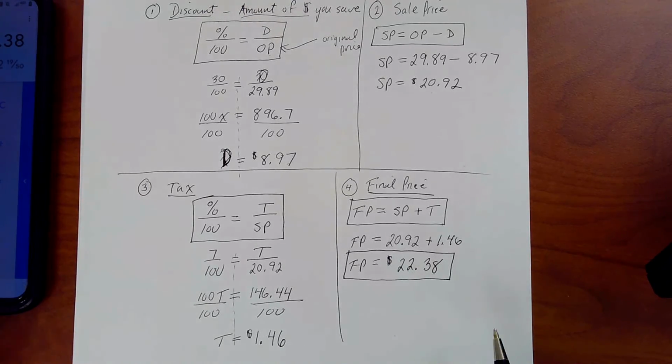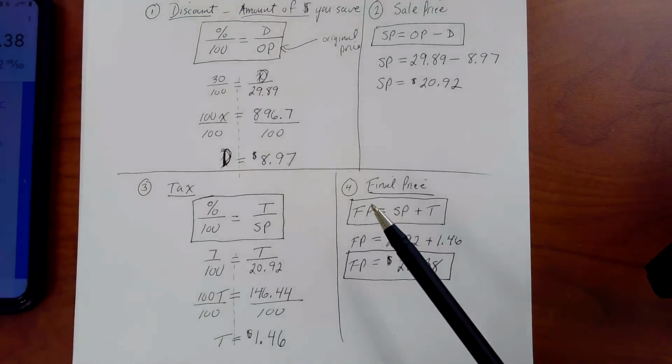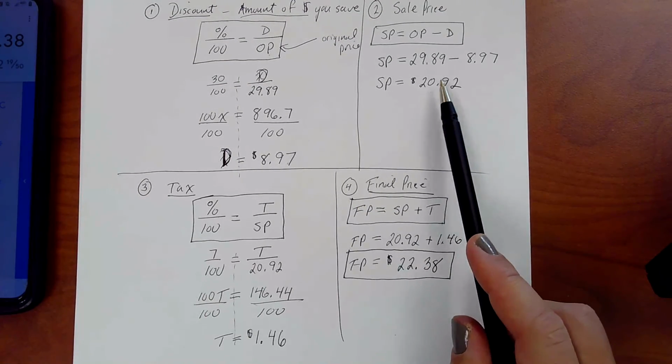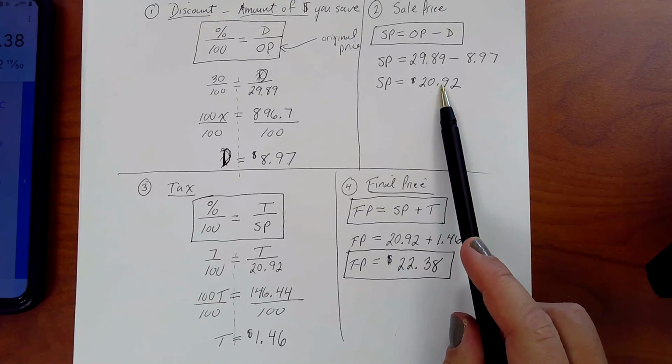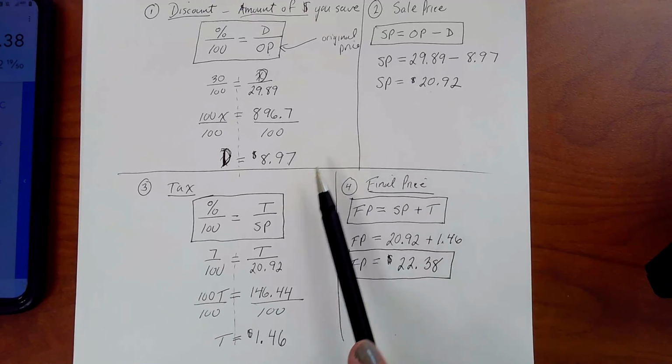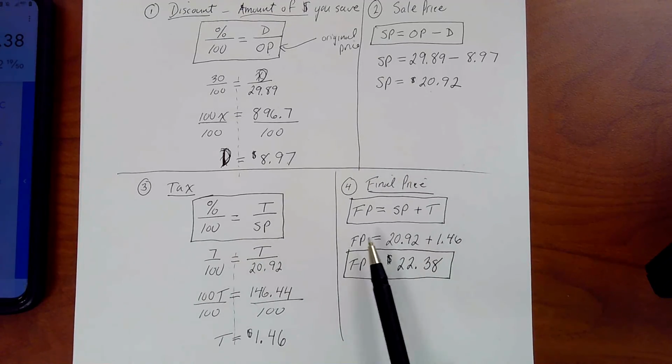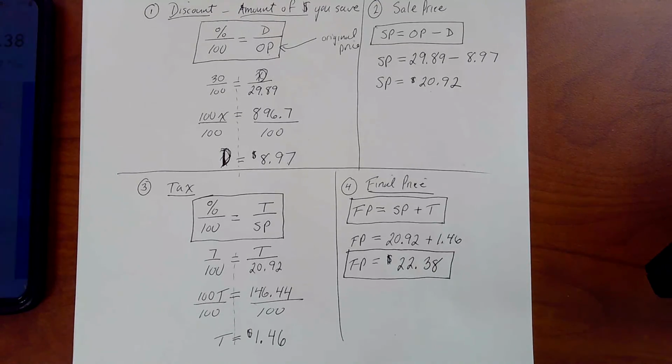Okay, so this is what your homework will look like. Some of your homework will just ask for the sale price, so you can stop there. Some of them might give you the sale price, and then you find the tax and the final price. So it's going to be about reading the problem and using these formulas and going from there. All right, good job.